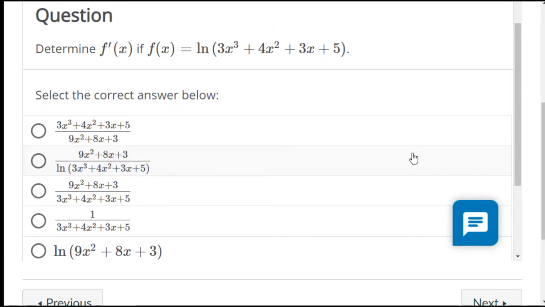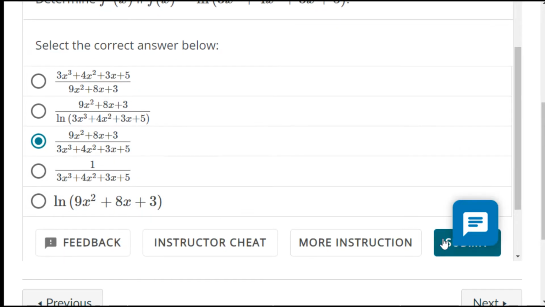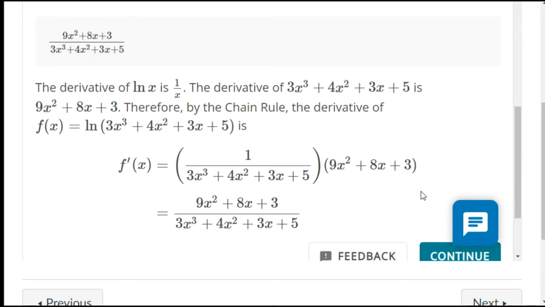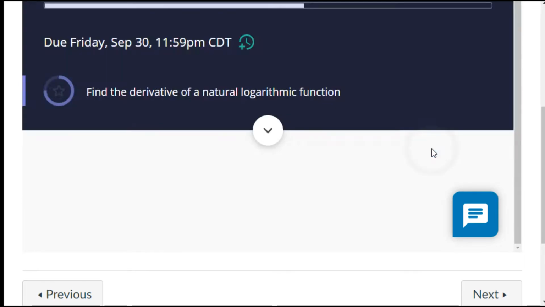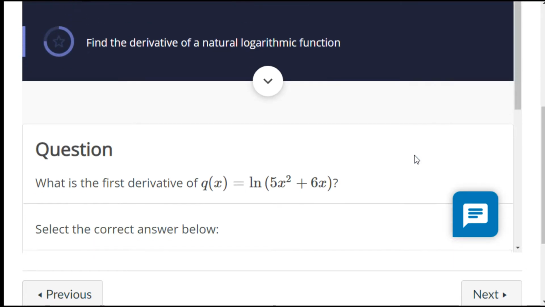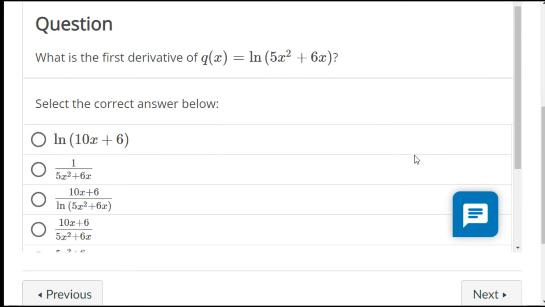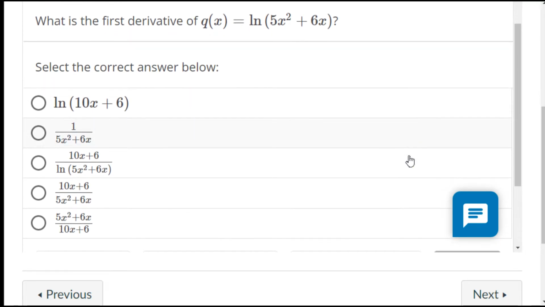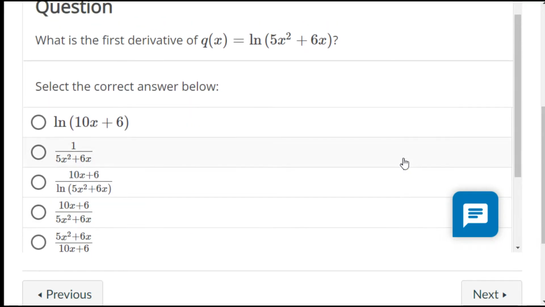Again, with one of these, is this not the very same problem we just did? And it's pretty close, but not exactly the same. Here's our answer. What is the first derivative of this thing? Okay. It's right here.